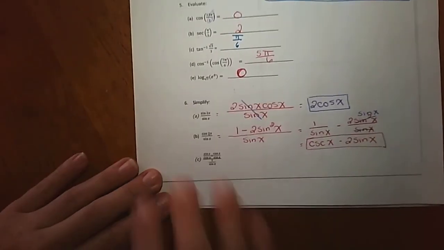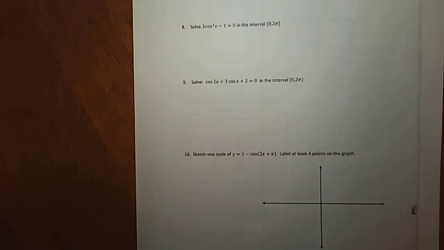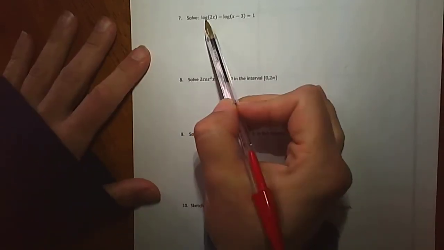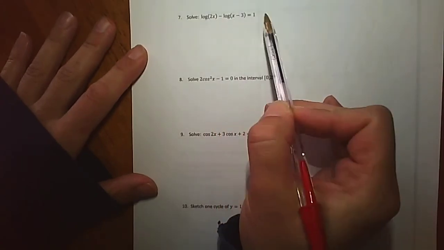Okay. So that was it for number 6. Now, number 7 was actually really good. A lot of you got it, but didn't give me the answer in simplest form, which we do have to work on. Log 2x minus log x minus 3 equals 1.